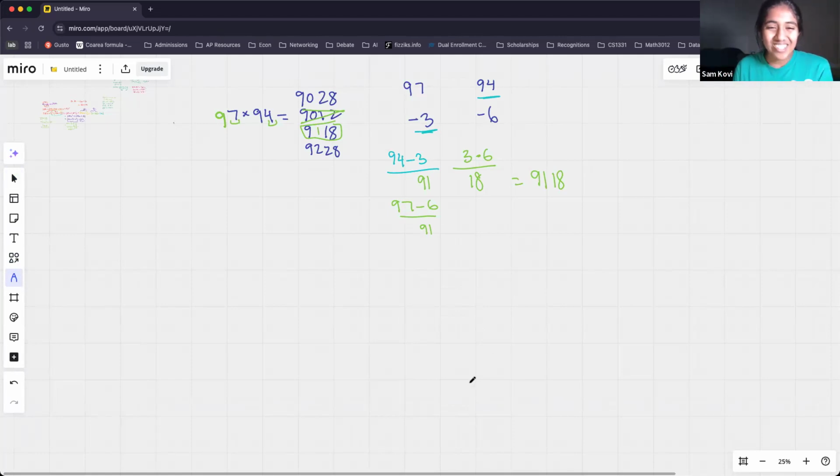Okay. So let's say we have two numbers and we can write them as 100 minus A and 100 minus B. In the example above, our A could be 3 and our B could be 6. So 100 minus 3 gives us the 97 and 100 minus 6 gives us that 94.